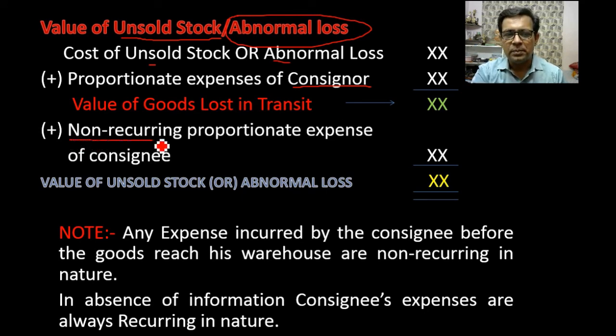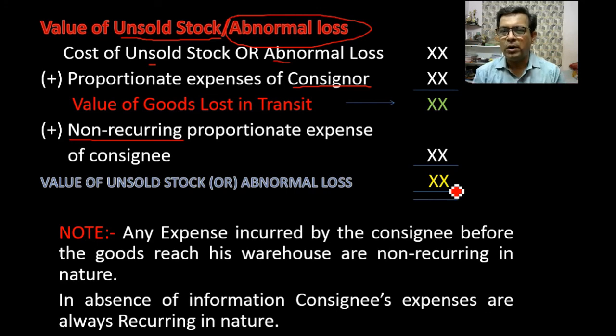Now, this is what you need to remember and understand. Only the non-recurring proportionate expenses of consignee. Non-recurring are also commonly known as non-selling. Now, sir, how do we understand? Simple. Any expenses incurred by consignee up to the time goods reach his warehouse are non-recurring in nature. Once the goods have reached his warehouse, any expense incurred after that is recurring in nature. All right. So you need to again add only the proportionate part of the expense and you get the value of unsold stock or abnormal loss.